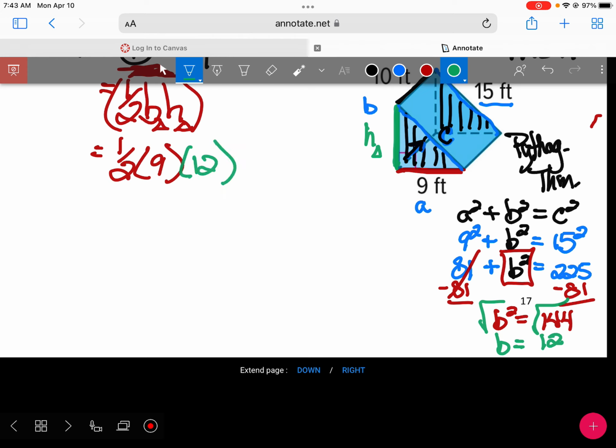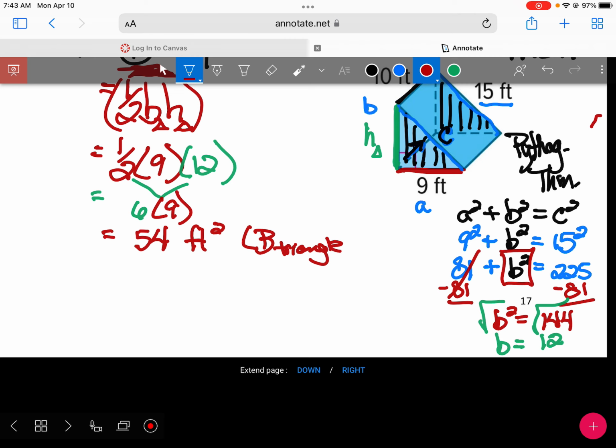Okay? So this is all being multiplied. So in my head, I'm just going to take half of 12 because 12 is even. Half of 12 is 6. And then 6 times 9 is 54 feet squared. That is just the base of my triangle. Okay? That is just the base. That's just one base.